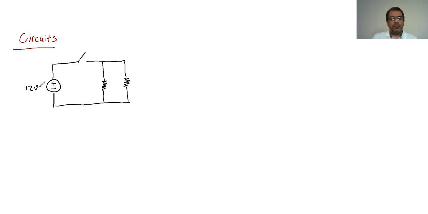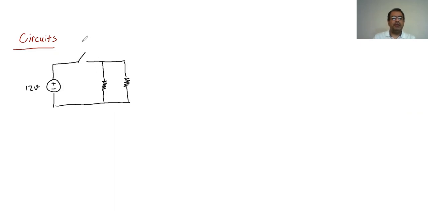The battery is the one that actually provides the energy in our system. All the energy comes from here. For the ideal case, we assume these wires don't consume any energy. They don't have any resistance, so no energy is going to be lost in the wires or conductors.